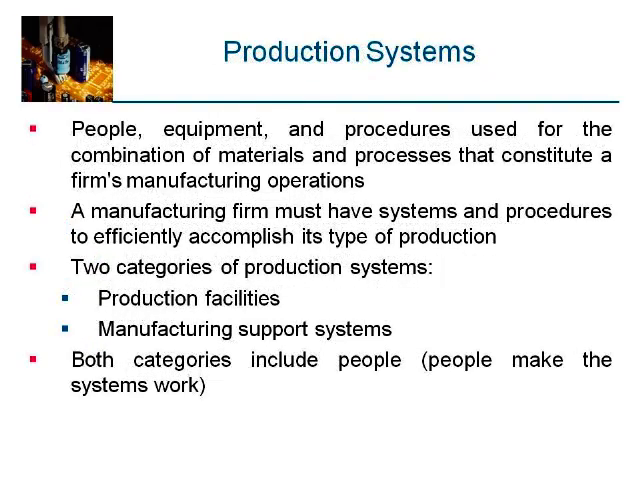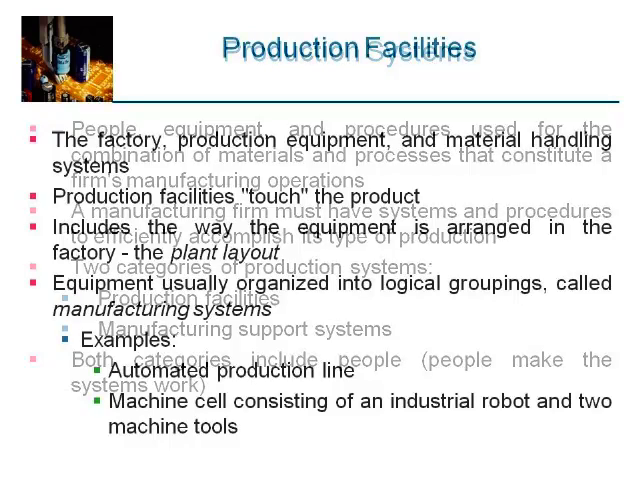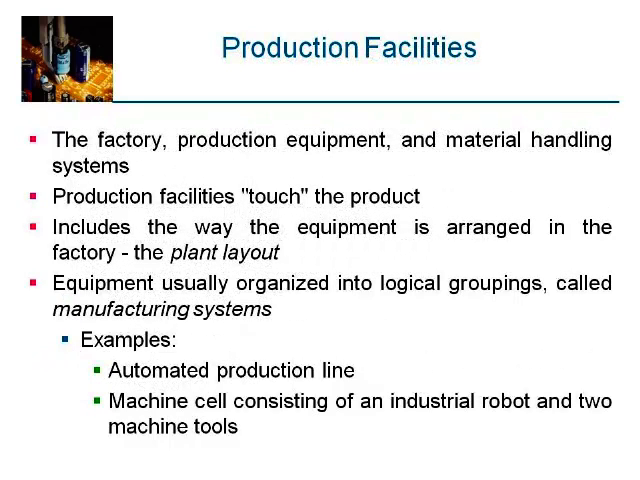People, equipment, processes and procedures are used for the combination of materials and processes that constitute a firm's manufacturing operations. A manufacturing firm must have systems and procedures to efficiently accomplish its type of production. There are two categories of production systems: one is production facilities, the other is manufacturing support systems. Both categories include people, the factory, production equipment and material handling systems.